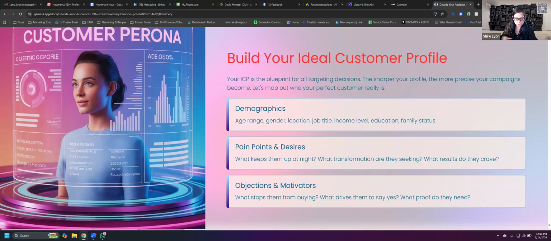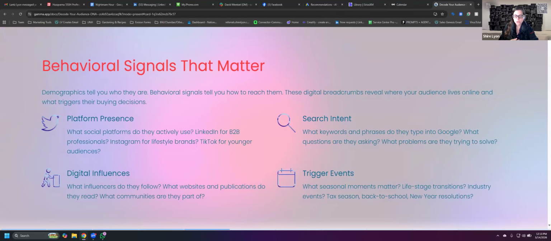So once you have some points down there, we'll move on to the behaviors. Now, people's behaviors matter a lot because you want to reach them in the way that they're searching, the way that they're using the internet, utilizing the influences that they have. So, some things to ask yourself are what platforms do they spend time on? Is it Facebook, TikTok, LinkedIn?